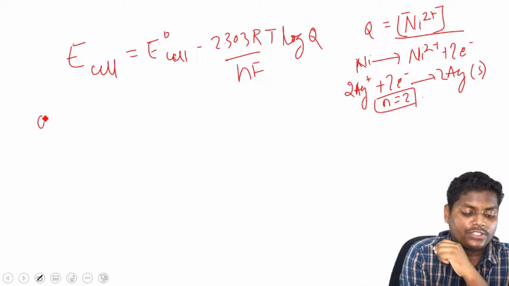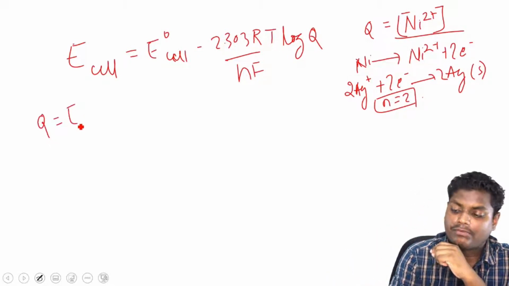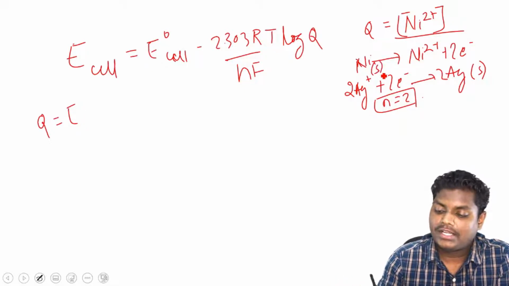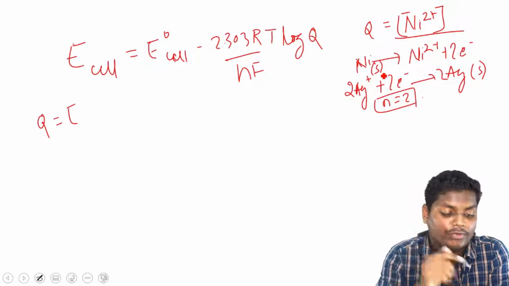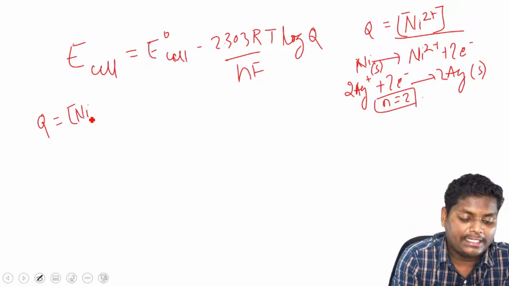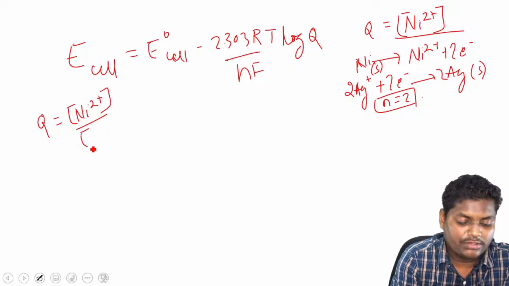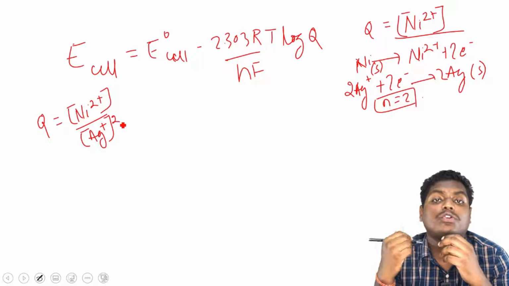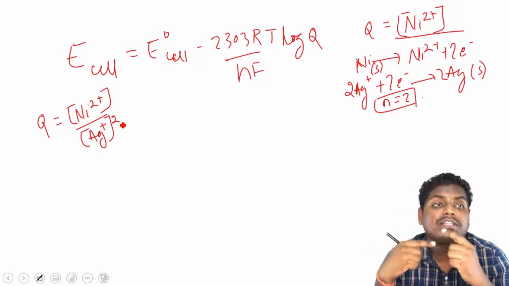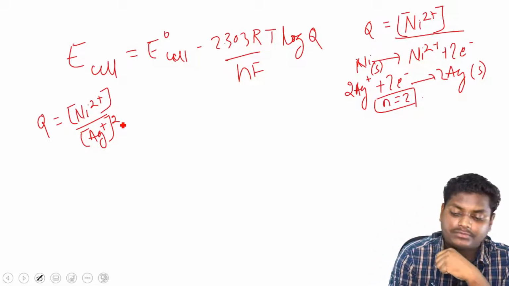And the Q will be the concentration of, since this nickel is solid and we consider the concentration of a solid to be unity, we'll be having the concentration of nickel 2 plus upon the concentration of Ag plus square. Since we need to multiply the stoichiometry, we need to basically do its square. So it will be this.